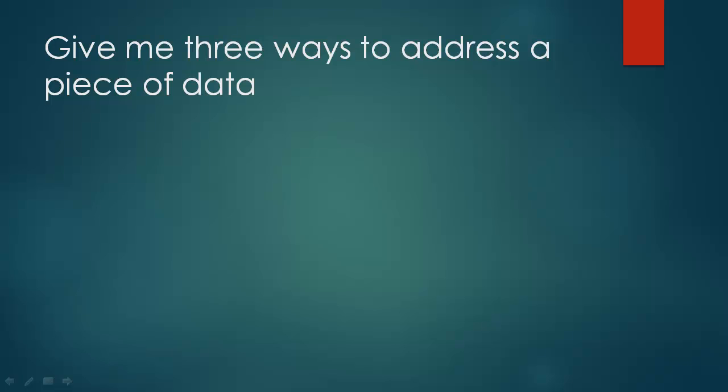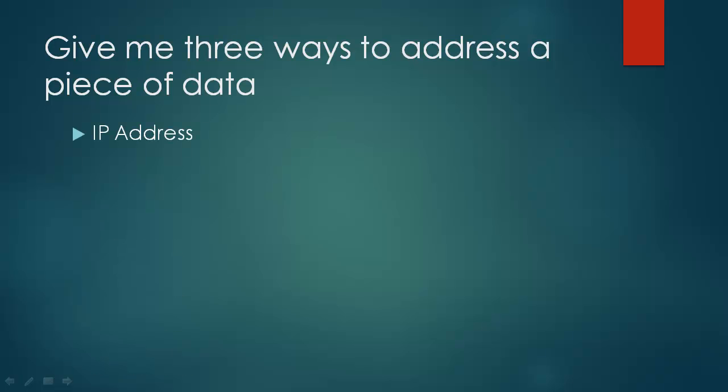Alright, give me 3 ways that you would address a piece of information. In other words, if your PC is going to send something to me, what are 3 addresses that would be on that piece of information? Think about how I would distinguish that the piece of information came from your PC. What would be in the data that would say it was from your PC? How would my PC know where to send it back to?